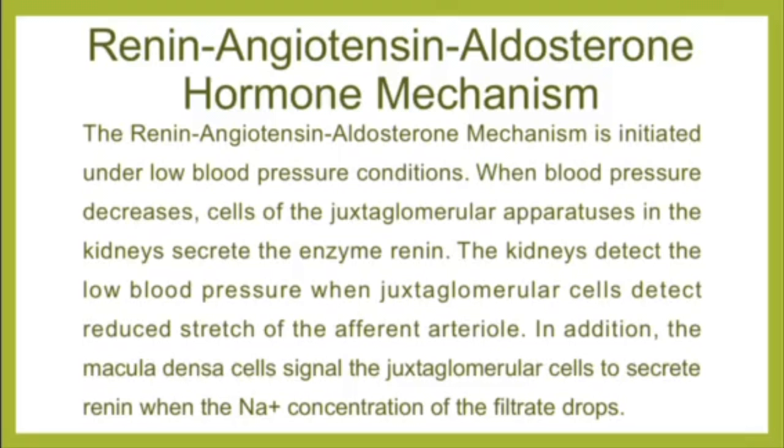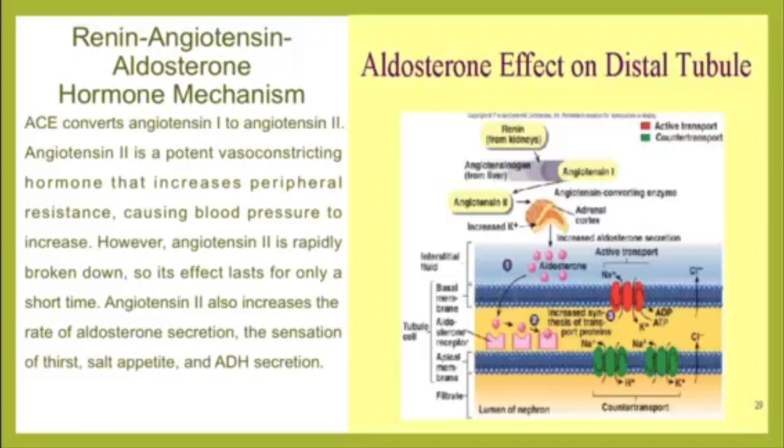The kidneys detect the low blood pressure when juxtaglomerular cells detect reduced stretch of the afferent arteriole. In addition, the macula densa cells signal the juxtaglomerular cells to secrete renin when the sodium ion, or Na positive, concentration of the filtrate drops. ACE converts angiotensin 1 to angiotensin 2, which is shown in the picture to the right.